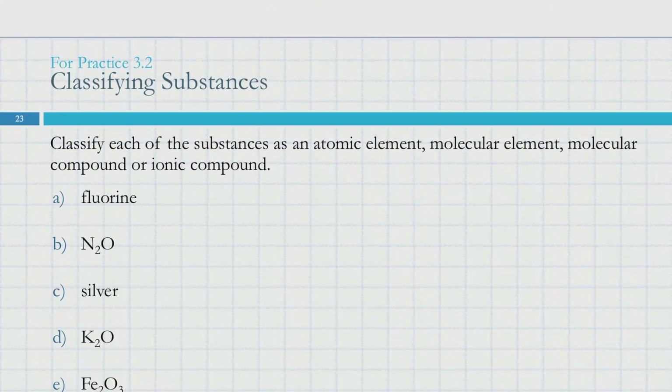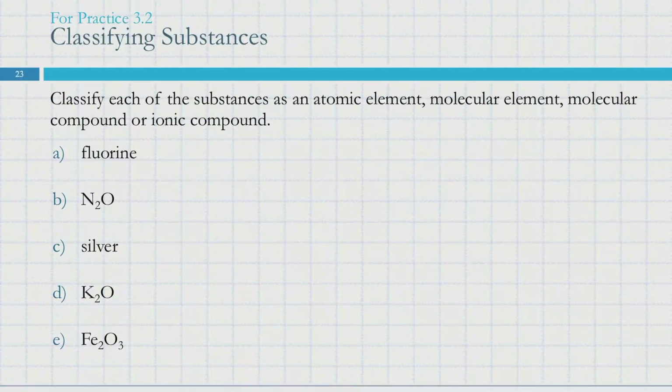First, let's practice classifying some substances. So we're looking at pure substances. We want to know, are they atomic elements, molecular compounds, or ionic compounds? So first up is fluorine. We could start by asking, is fluorine an element or is it a compound? Fluorine is an element. What kind of element is fluorine? It's molecular. It's a diatomic molecule element.